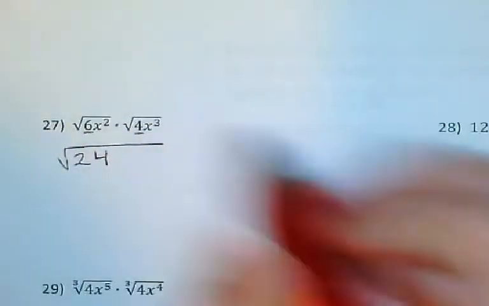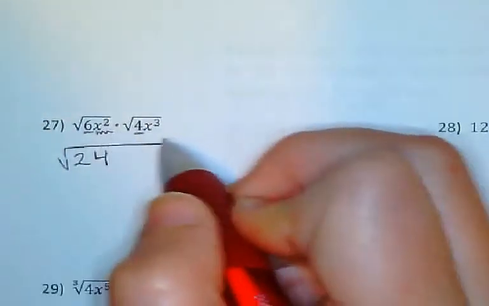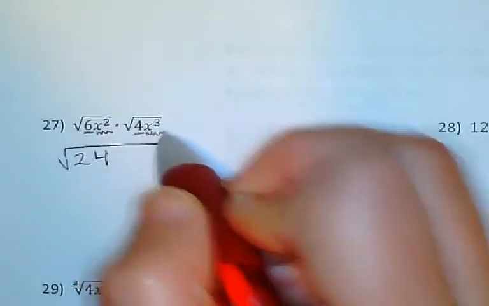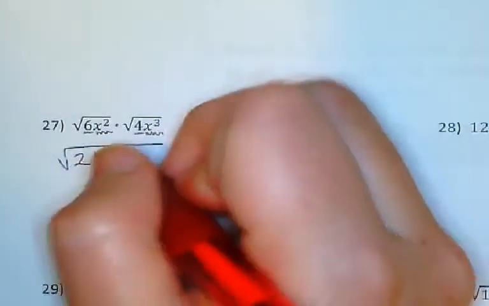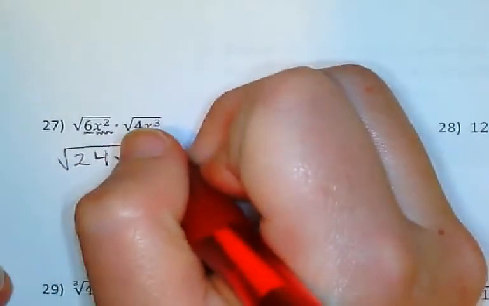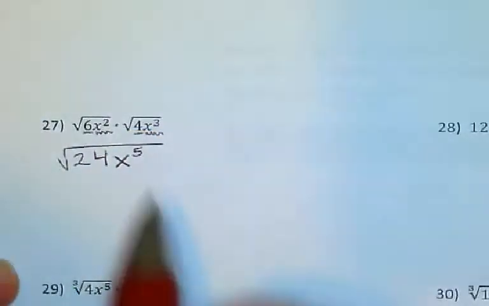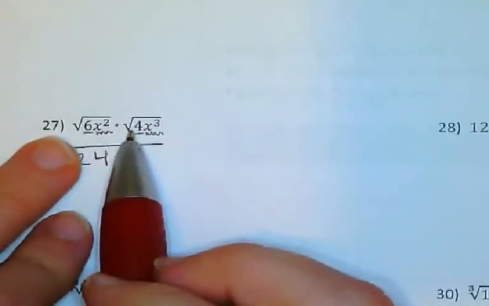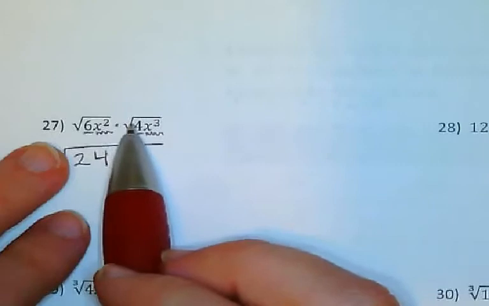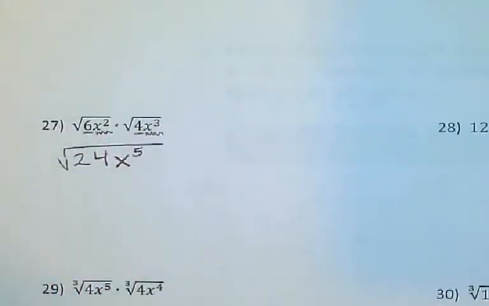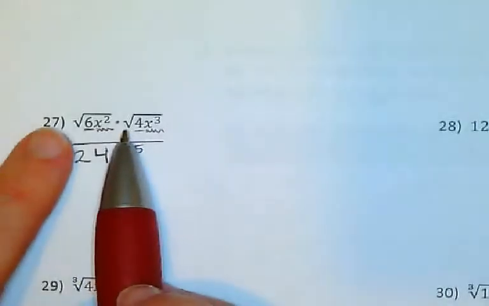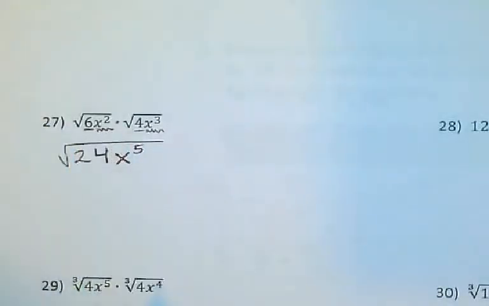Alright? And then we have this x squared times x cubed. We're going to be adding these exponents, so this is going to be x to the 5th. We can only multiply these if they are the same index. Otherwise, we would have to get a common index, a common denominator, and it's a little bit more work. So we're just going to be focusing on when these are the same index.